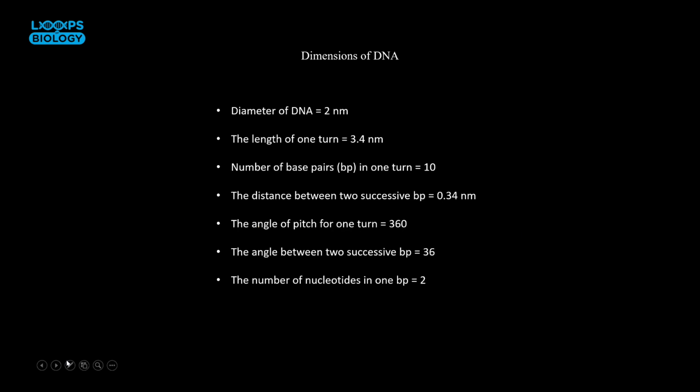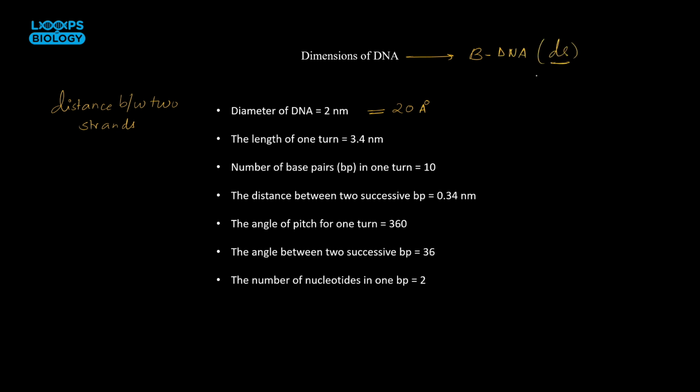Let's move to dimensions of DNA, guys. Dimension of DNA: the first one is diameter, 2 nanometer, which is also called 20 angstrom unit. The diameter is nothing but the distance between two strands. And these dimensions are specifically talking about B-DNA, which is double stranded.